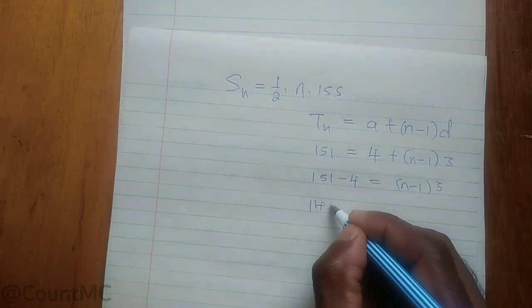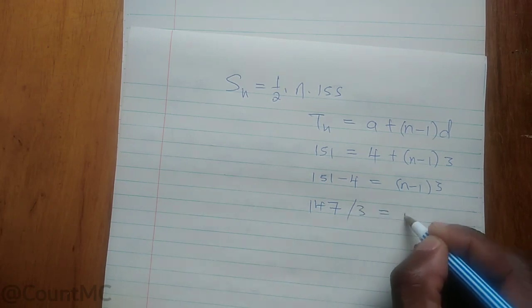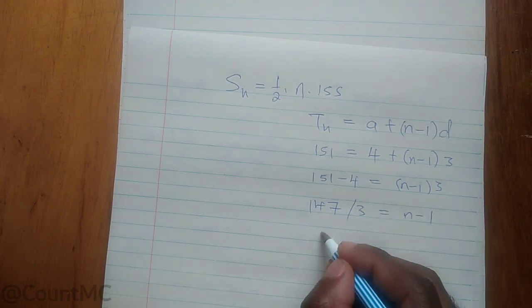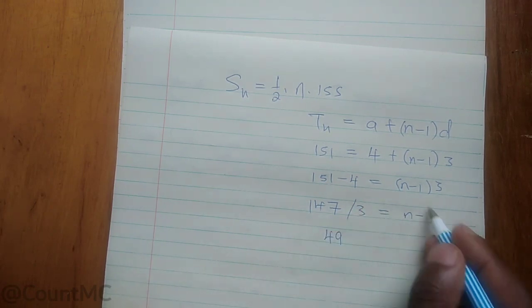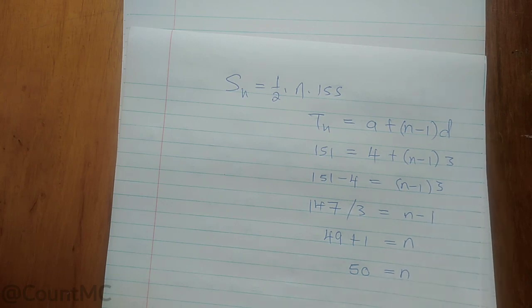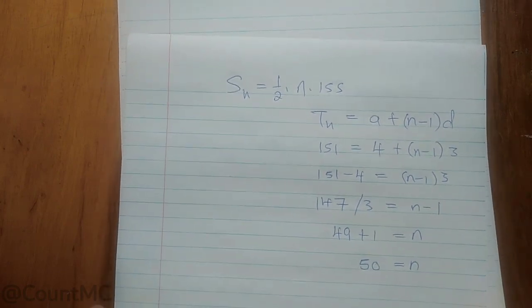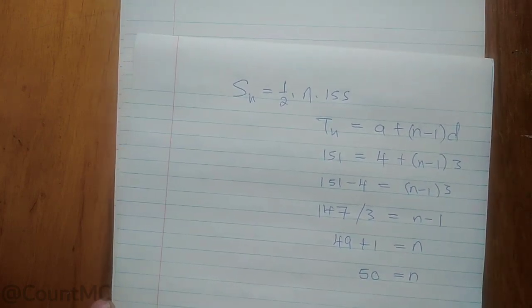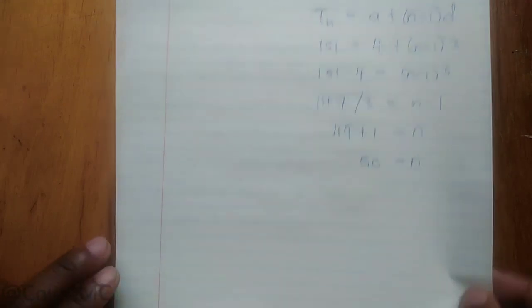This is 147 divided by 3. We are left with n minus 1 on this side, and this is 49. We take this to this side, plus 1 is equal to n. n is equal to 50. If you remember from example number 2, n was 50. It's just the same example we are playing with, showing you what to do if you have some information and you don't have some information.